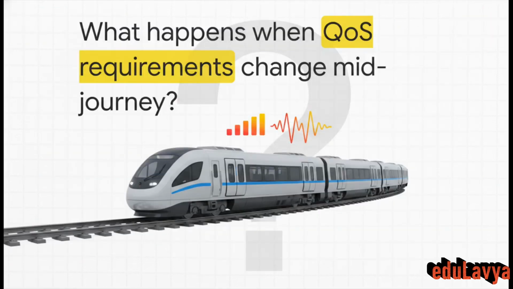But you know, that does leave us with a pretty fascinating engineering challenge to think about for next time. What actually happens when these quality of service requirements dynamically change mid-journey, say right in the middle of an active session? Well, that's exactly the scenario we're going to dive into in our next module.